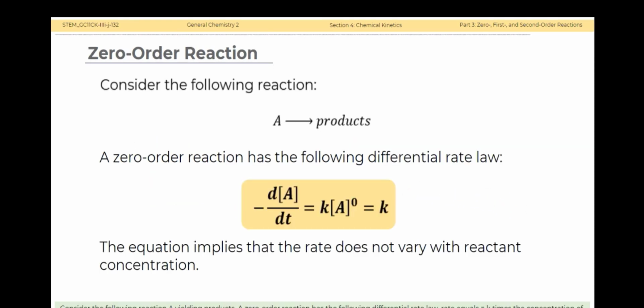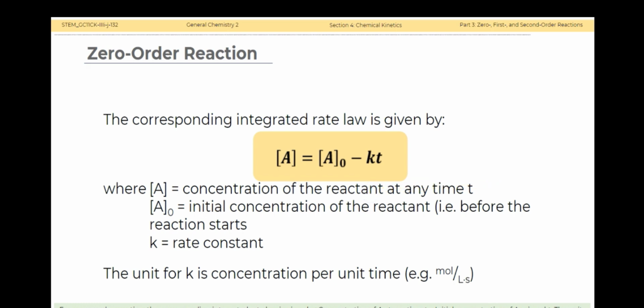Consider the following reaction, A yielding products. A zero-order reaction has the following differential rate law. Rate equals k times the concentration of A raised to 0, or simply k. The equation implies that the rate does not vary with reactant concentration.